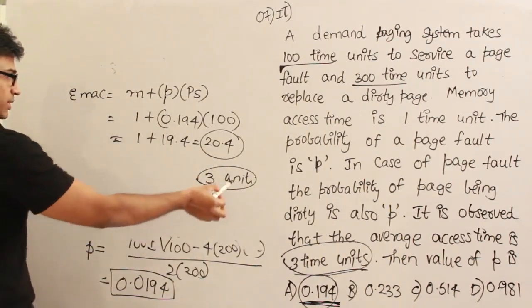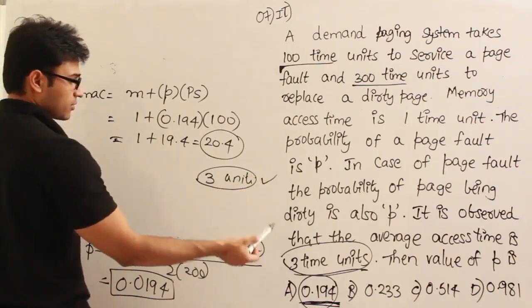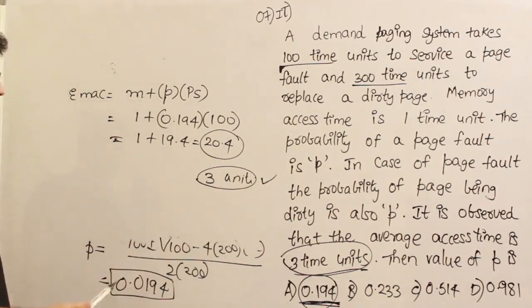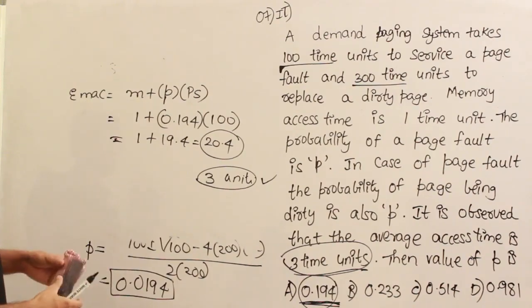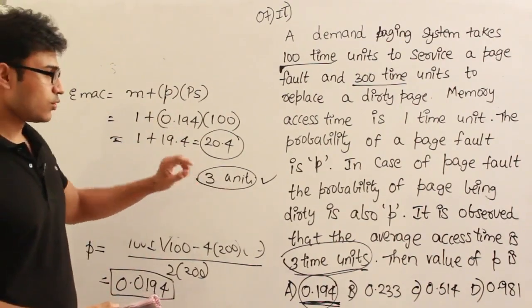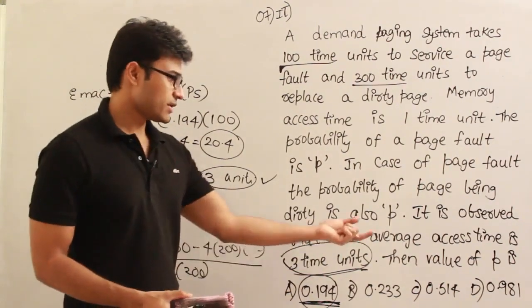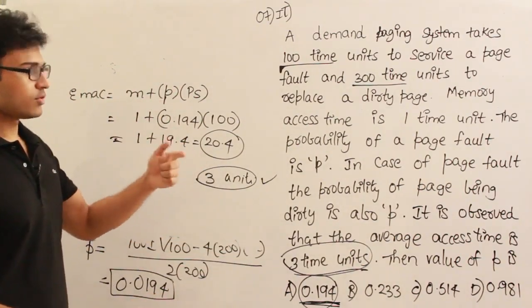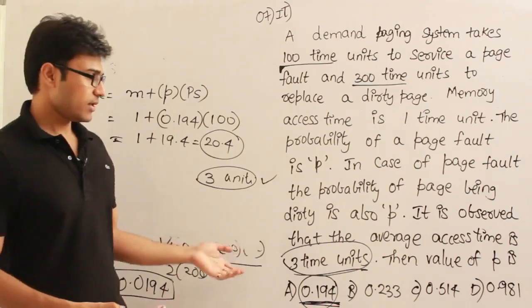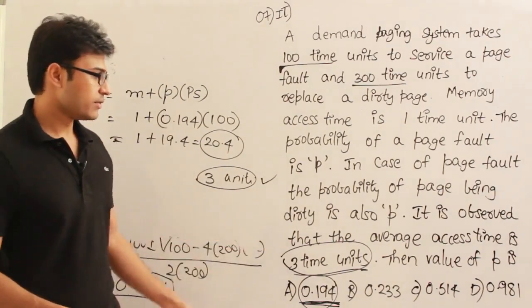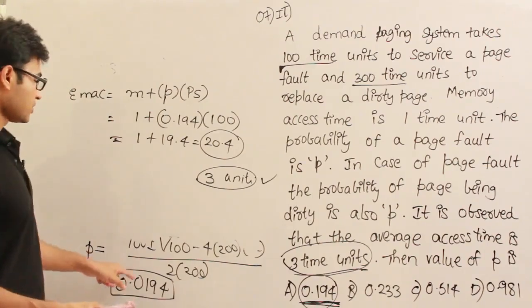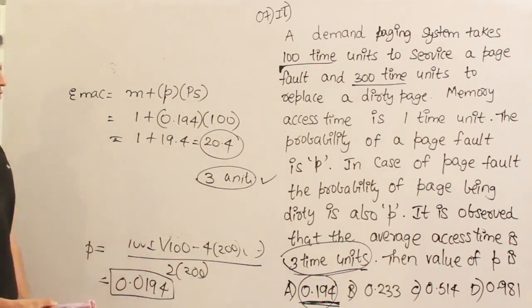So if it has to be 3 units, then the probability has to be 0.0194. None of these options will suit. You can take each of them. Okay, one more thing, you need not do the question like this. You could have even taken the options and verified. You can take each option and see what it gives as the effective memory access time. But even if you do that, none of the options will give you 3 time units as the effective access time. Only answer is 0.0194. Got it?